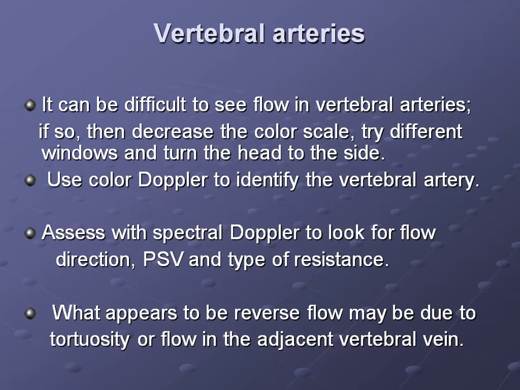Then, after you finish the carotid system, you should start evaluating the vertebral arteries. It can be difficult sometimes to see them, especially if one is non-dominant and the other is dominant. The non-dominant vertebral artery can be difficult to see and image. Try a different window, try turning the head to the side, and use color Doppler to identify the vertebral arteries. I usually decrease the PRF or the scale of the color Doppler when I image the vertebral artery, to make it more obvious.